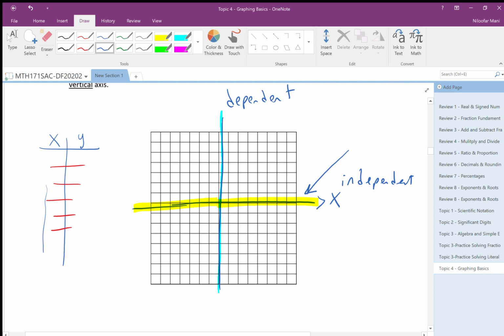These are values that you choose. These are values that are found using the equation. You just substitute those values and you determine the dependent variables.